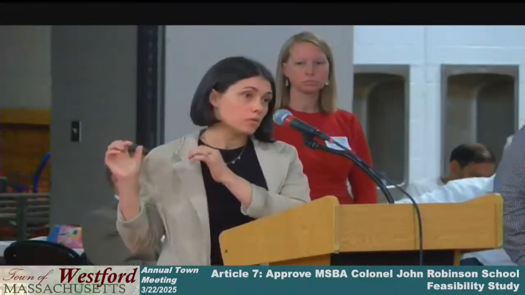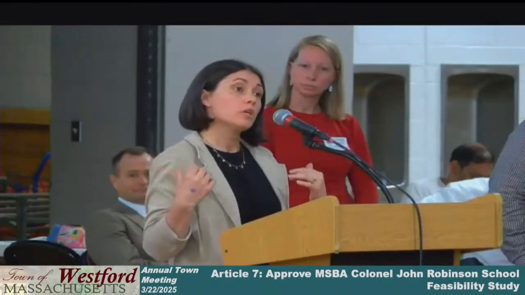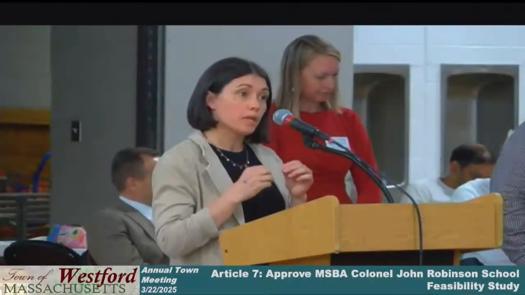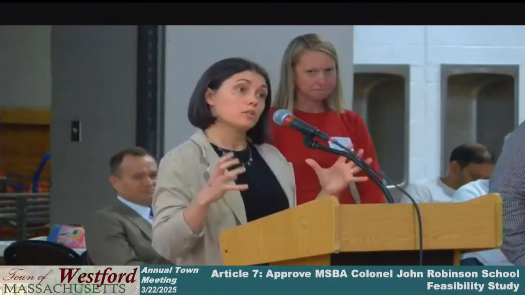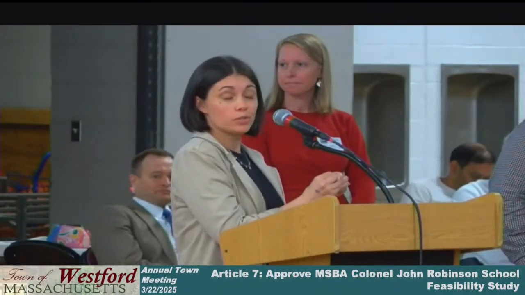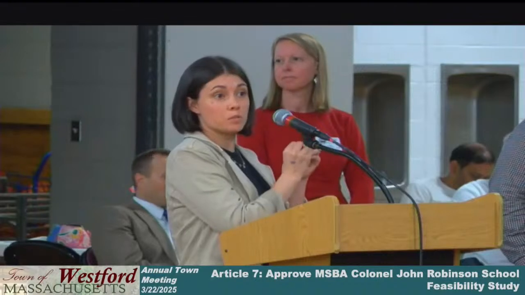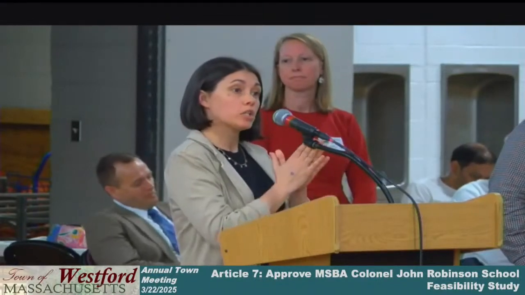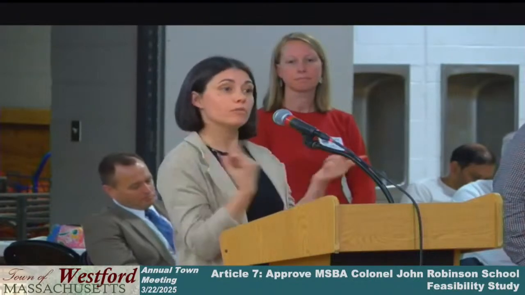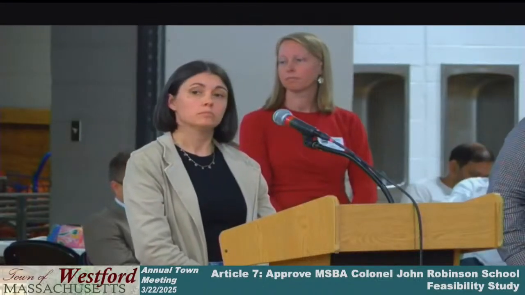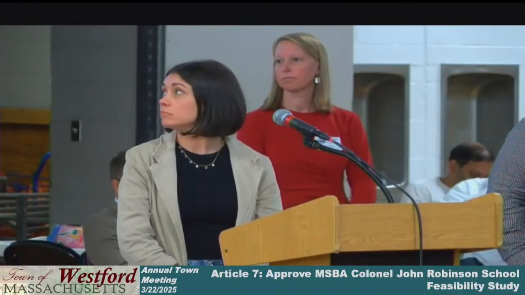So when we hire the architect to look at the Robinson School building, they are also going to work with the committee and others to look at the Abbott School, the day school, and overall space usage across the Westford Public Schools to figure out how this opportunity to get reimbursed by the MSBA process for a Robinson School project can actually be one piece in the overall district planning. I think the comment was about an overall plan.